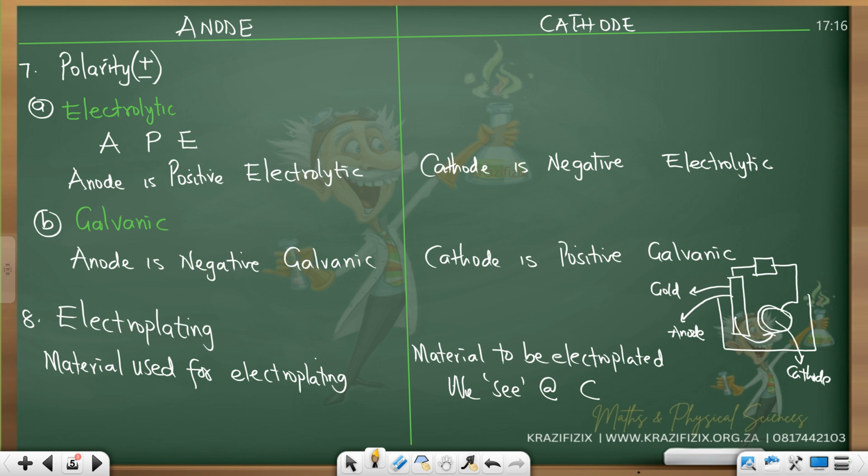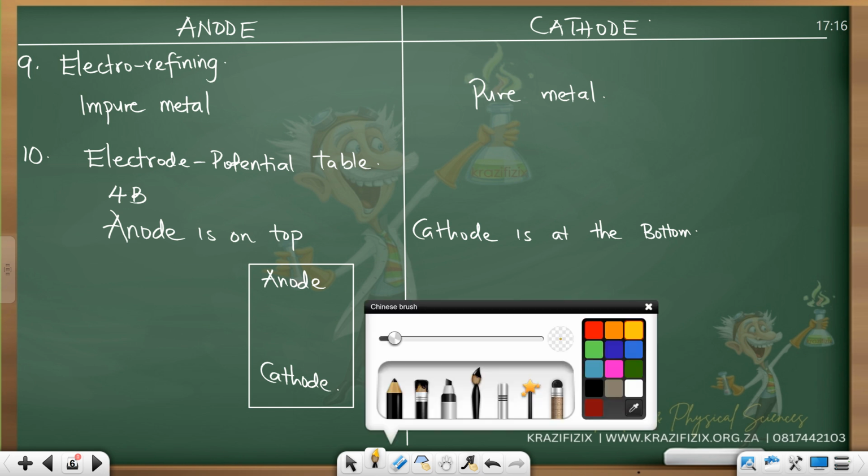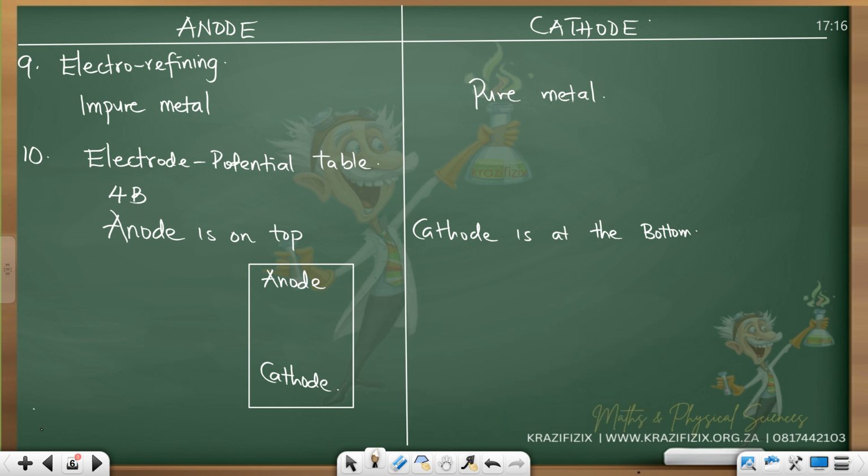Number 8, electroplating. Materials used for electroplating is at the anode, just like what we see at the cathode. So that should be that. Number 9, we said electro what? Refining. Impure metal is at the anode, pure metal at the cathode. The same process. I just like breaking things down. And then number 10. Can I then add number 11 quickly? Number 11. The anions move towards the anode.